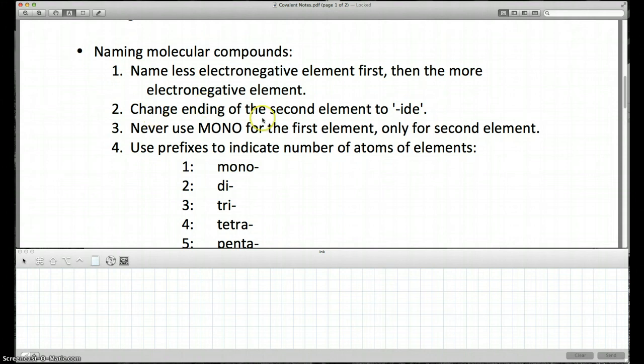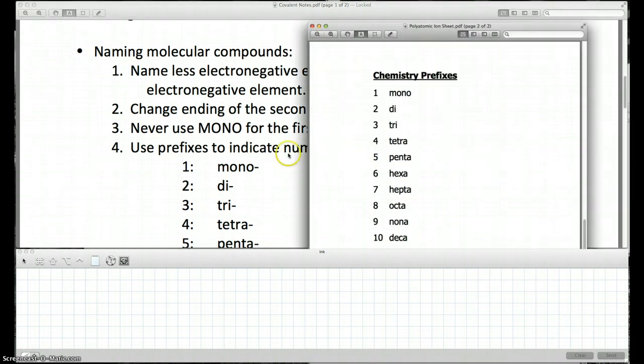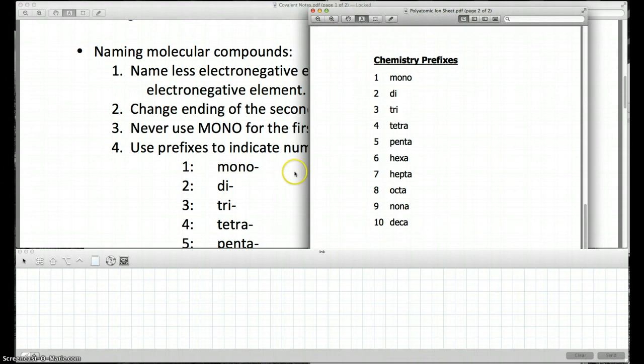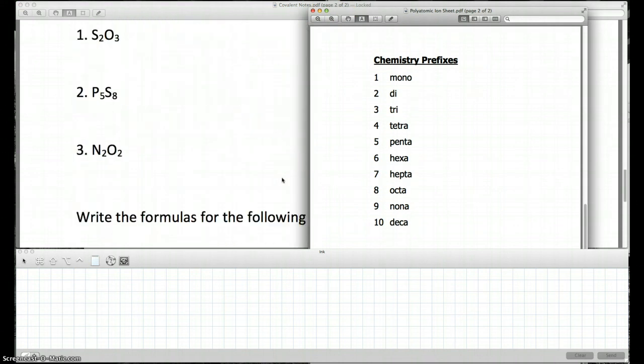Just like before, we change the ending of the second element to IDE. And again, never use mono for the first element. So let's bring this back up and let's look at those examples again. Okay.